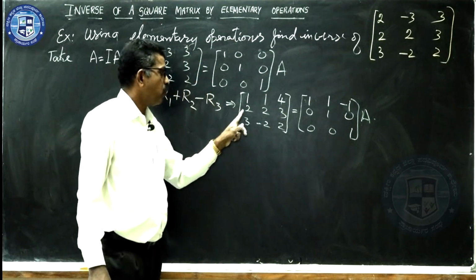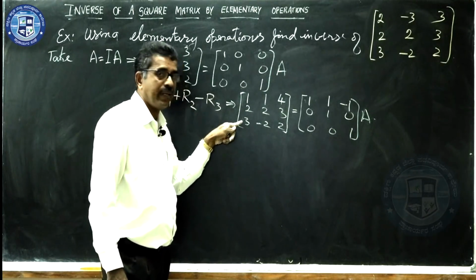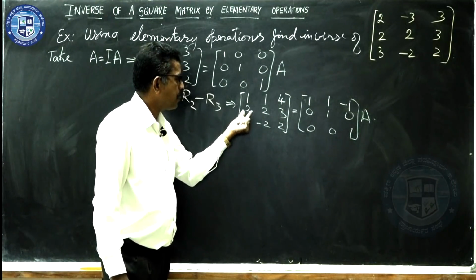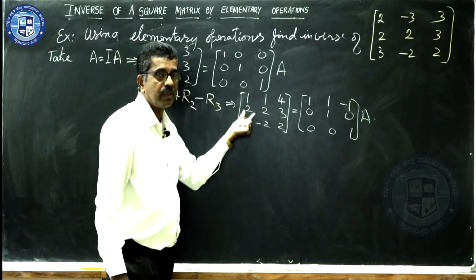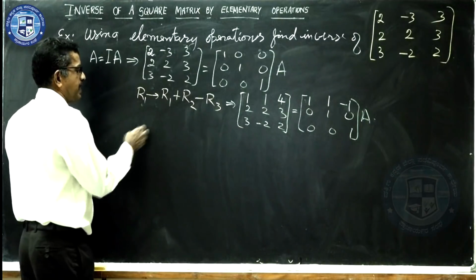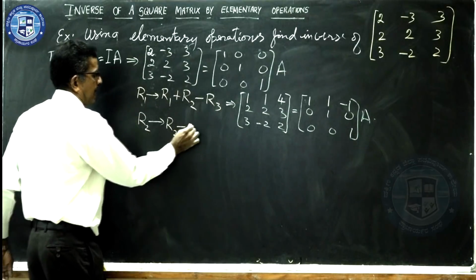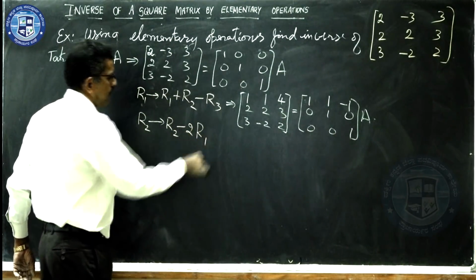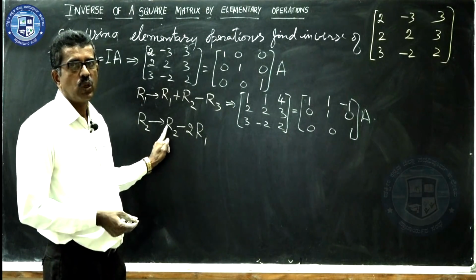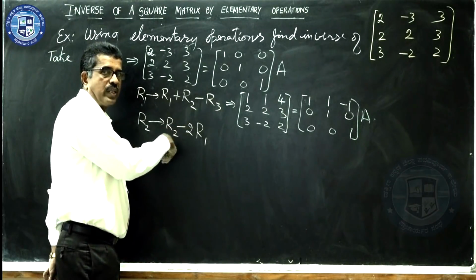Okay. Now what has to be done in order to make the other non-diagonal elements 0? Applying row operation, you subtract the second row with 2 times the first row. Let me write that operation: second row, I subtract with how many times? 2 times the first row. So what do you get on subtracting the second row with 2 times the first row?